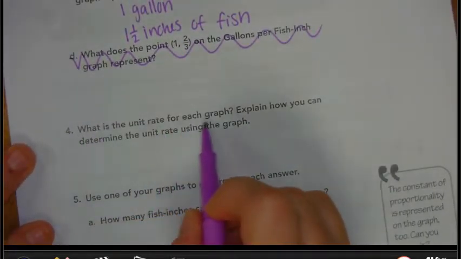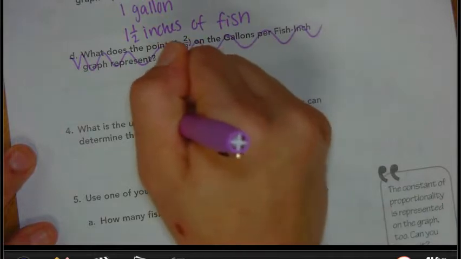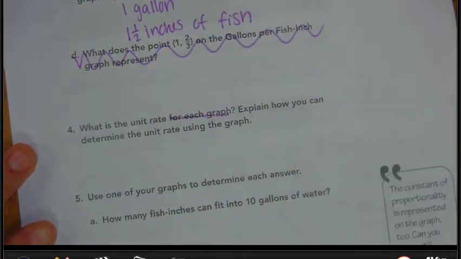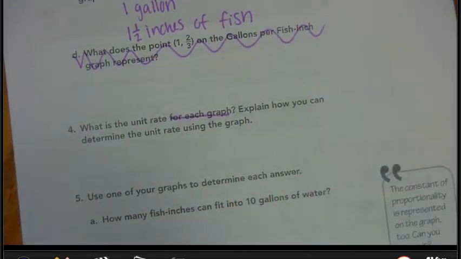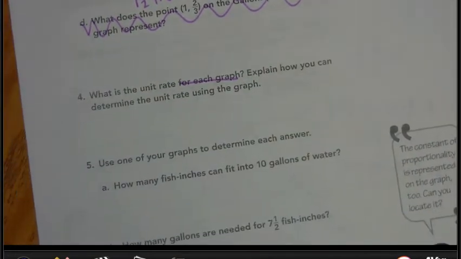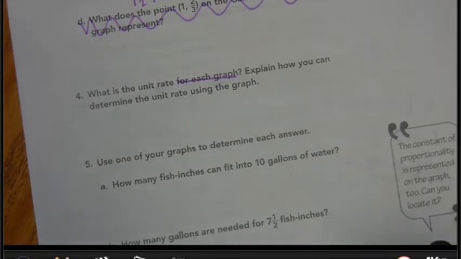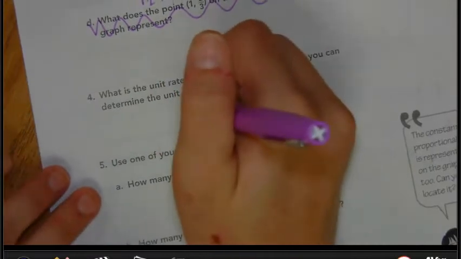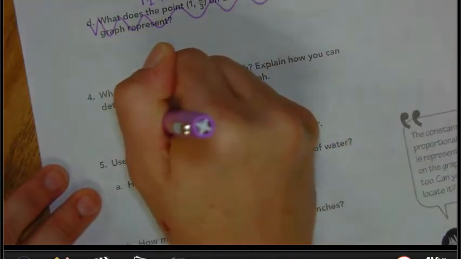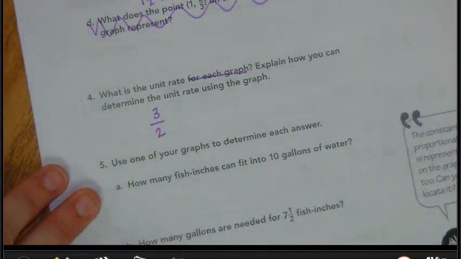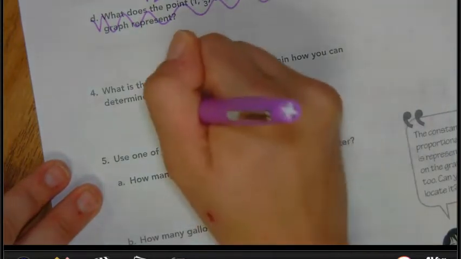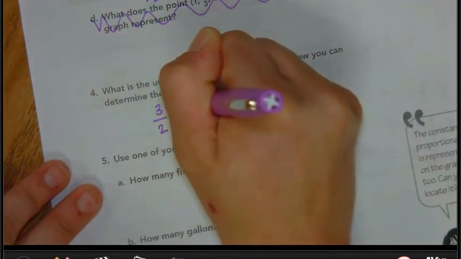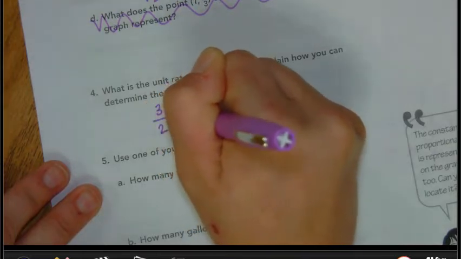All right. Number 4, what is the unit rate for each graph? Well, let's go ahead and just do the unit rate for our graph and explain how we came up with that. So I want to know, what is my k value? All right, so my k value for this is 3 over 2. That's what my k value was. It was 3 inches for 2 gallons.